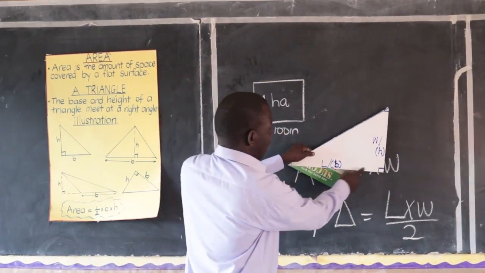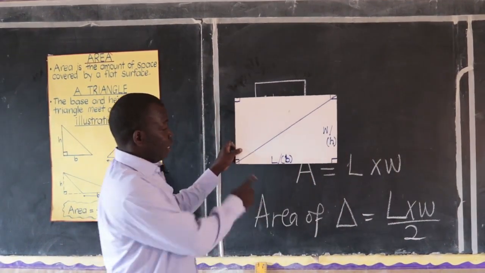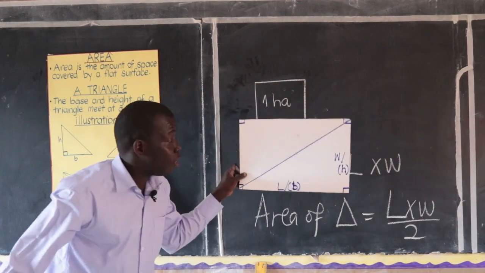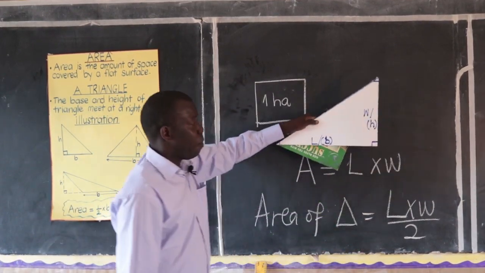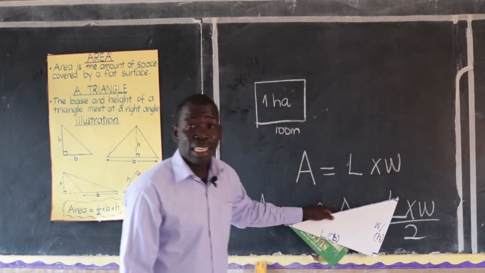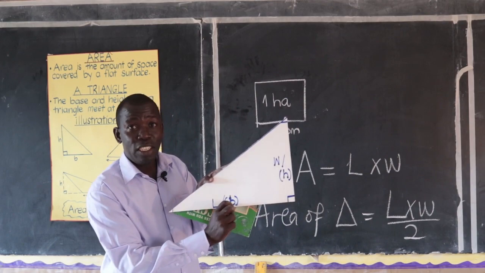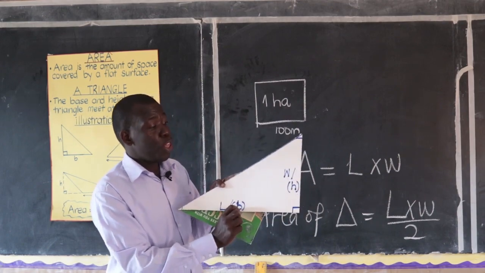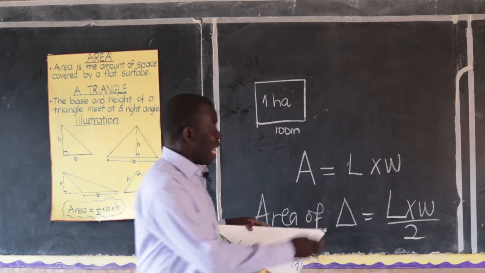The length, because when we had this as a rectangle, this was the length and this is the width. Now, when you form a triangle, the length is replaced with the base, and the width is replaced with the height.